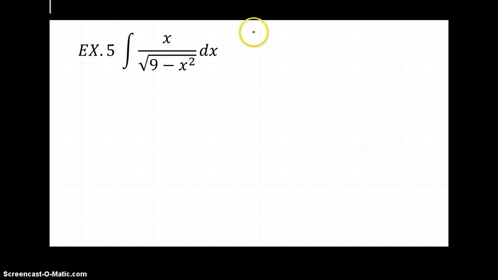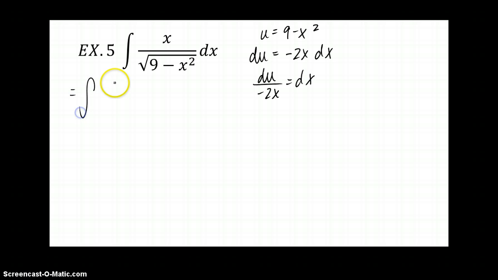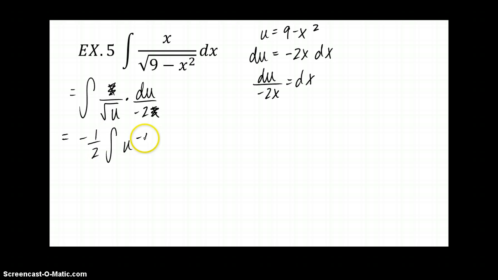Antiderivative here. So I have an inside function. I'm going to pick u to be that 9 minus x squared. du is -2x dx. Dividing both sides by -2x, I get the antiderivative of square root of u times du over -2x. I picked the right u because my x's cancel. So -1/2 times the antiderivative of u to the -1/2 du.